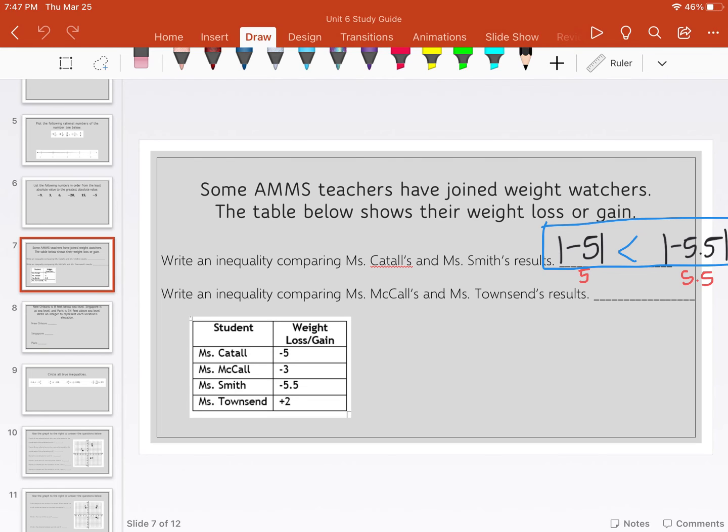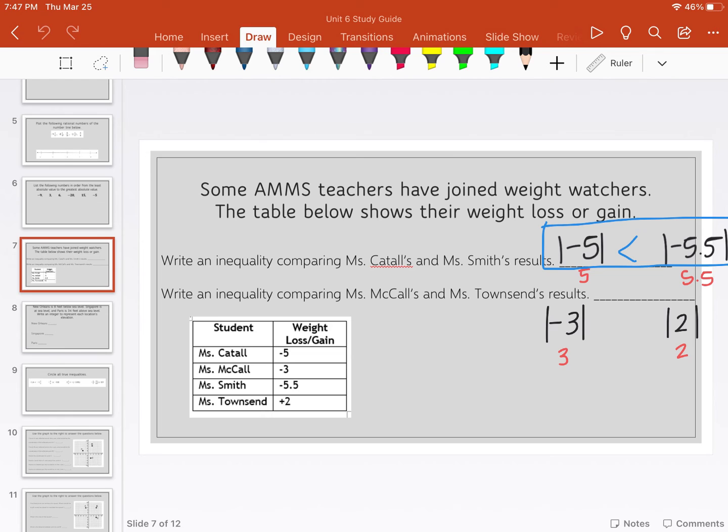Next, it says write an inequality to compare Miss McCall and Miss Townsend's results. So we're going to do the same thing. Miss McCall's results was -3. We're going to take the absolute value of that. And we're going to compare it to Miss Townsend's, which was the absolute value of 2. So if we're looking at that, the absolute value of -3 is 3, and the absolute value of 2 is 2.